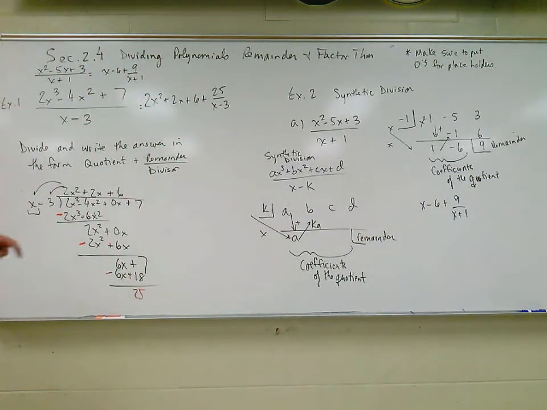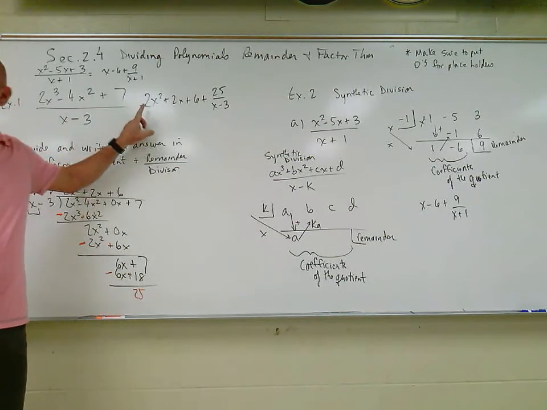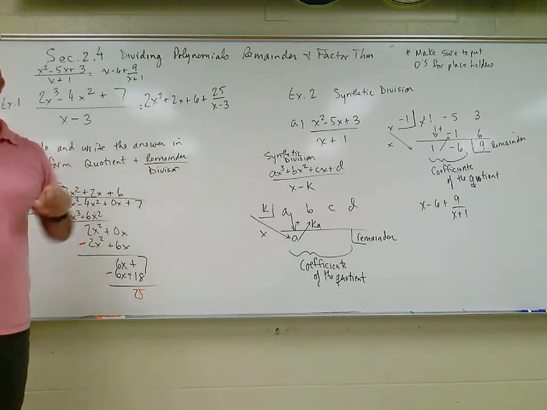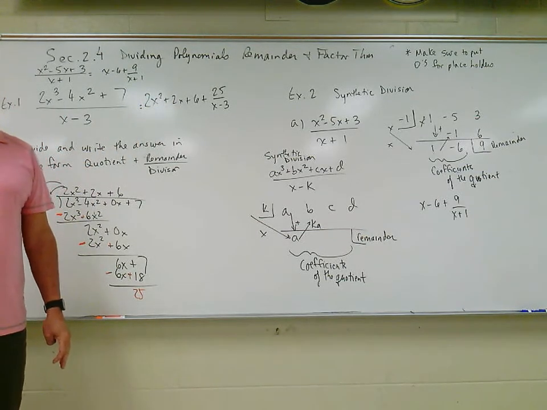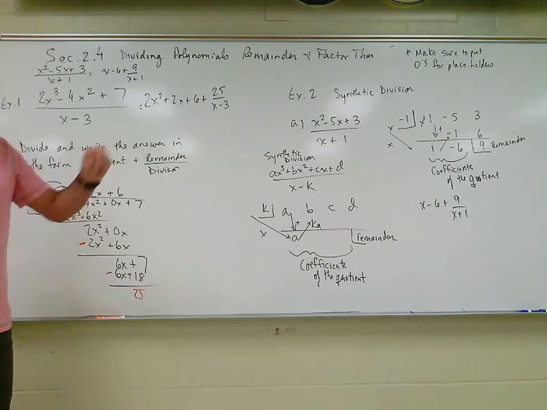So why don't you try this one here? And now look, you kind of know how it's got to go. It's got to go 2, 2, 6 on the bottom. If you don't get 2, 2, 6 on the bottom, you've done something wrong. And what should you get at the very end? Okay. All right.